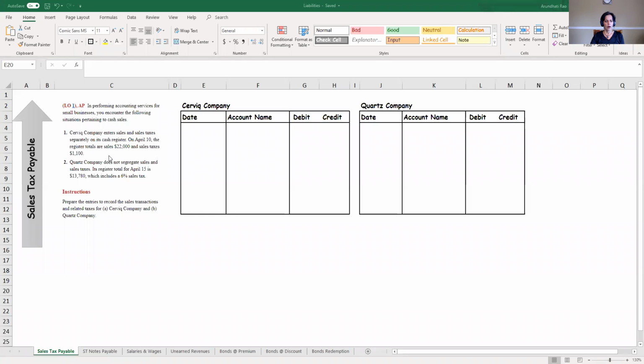We're going to look at a variety of current liabilities and long-term liabilities. So let me start with a quick screen share over here. We're going to start with sales tax payable.